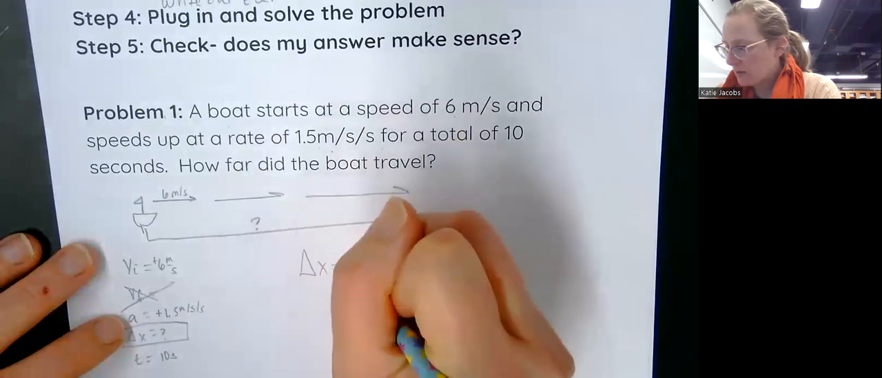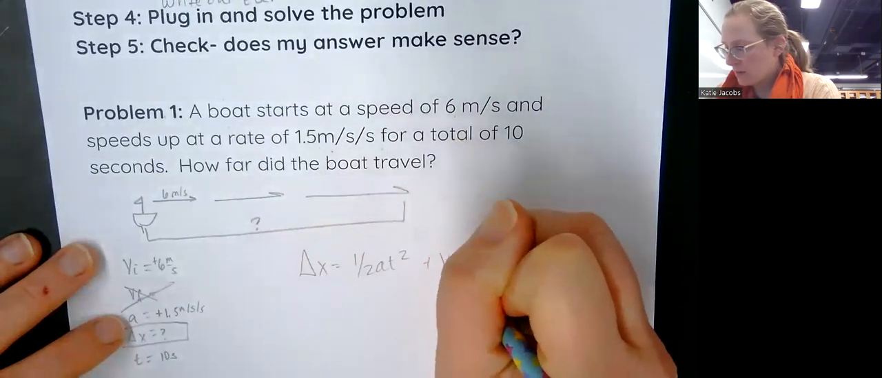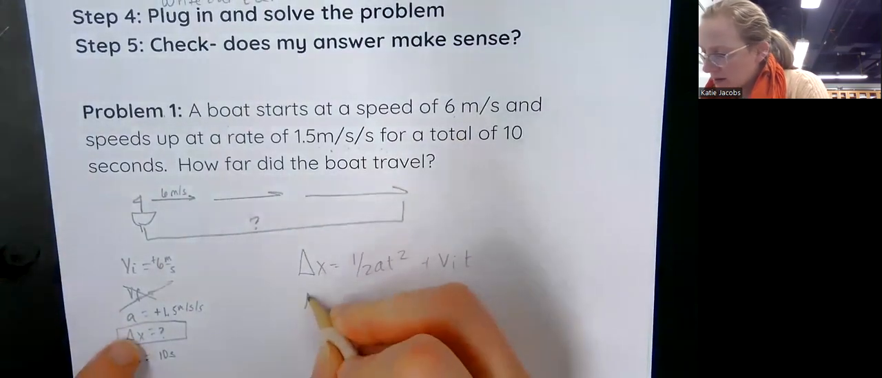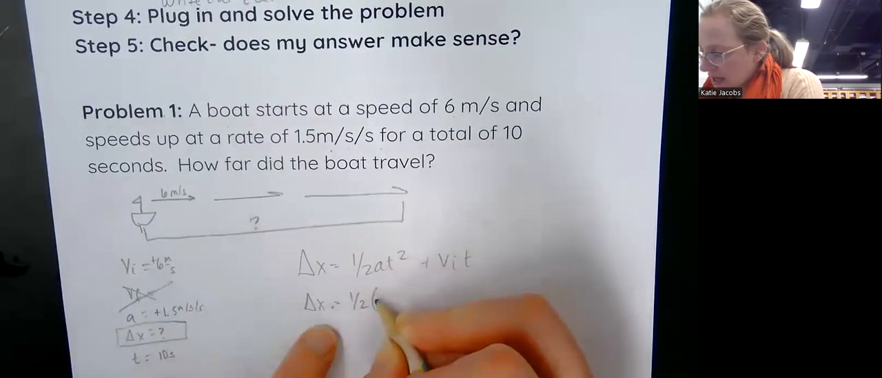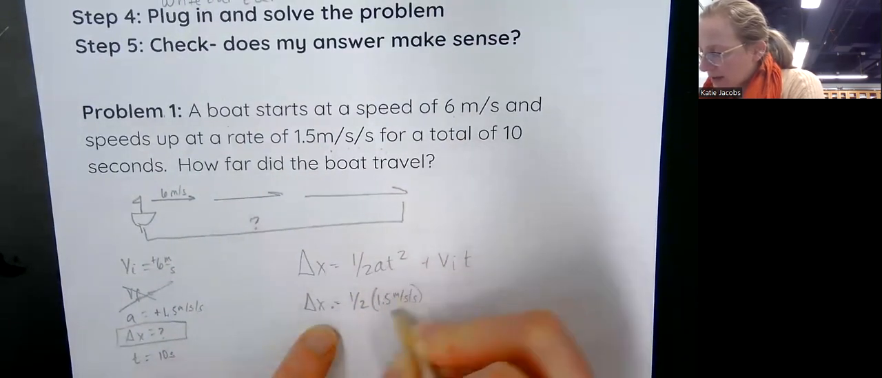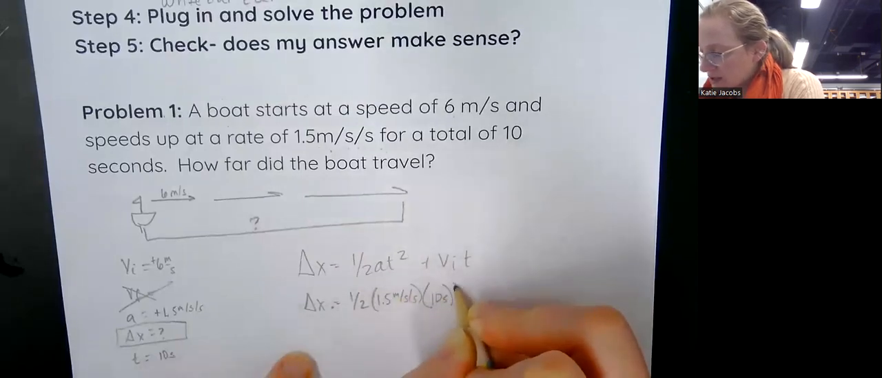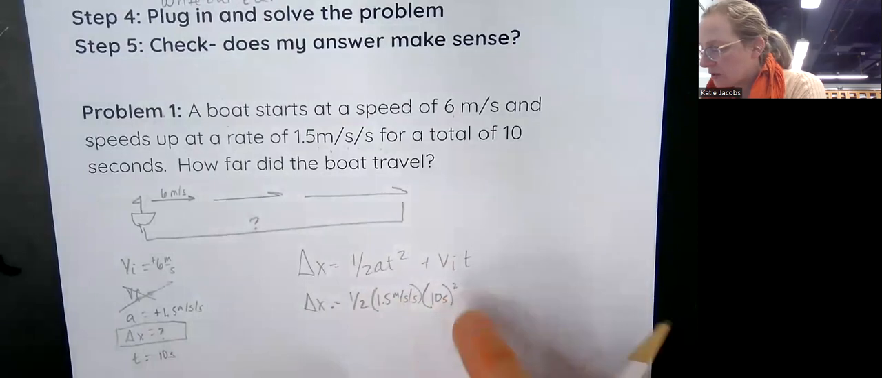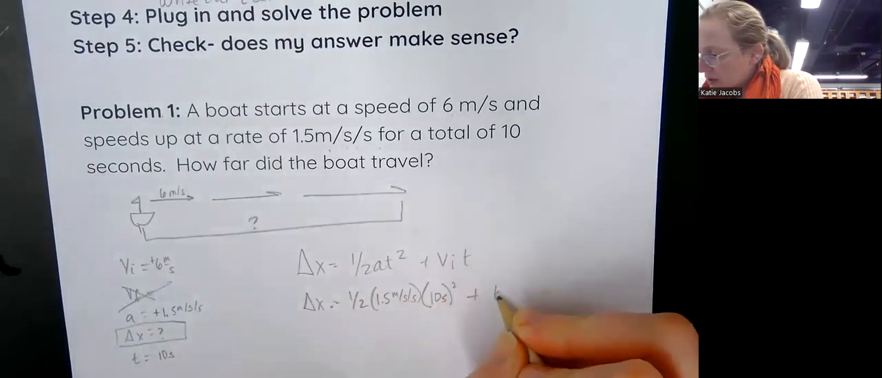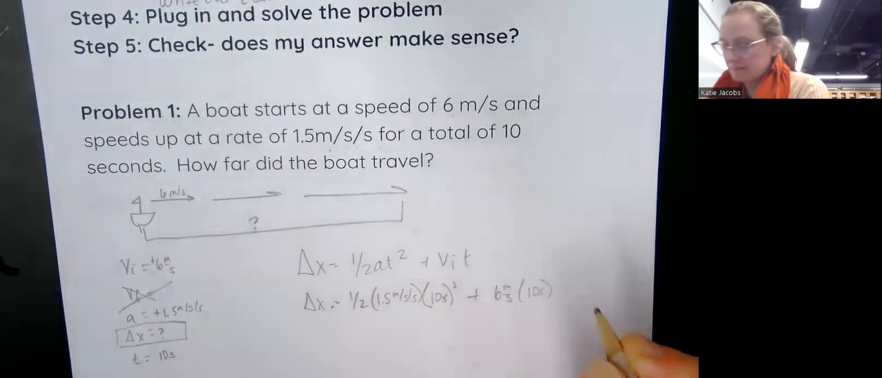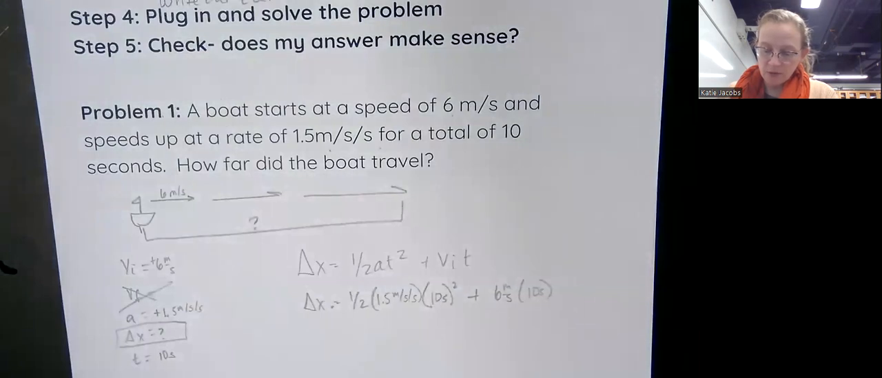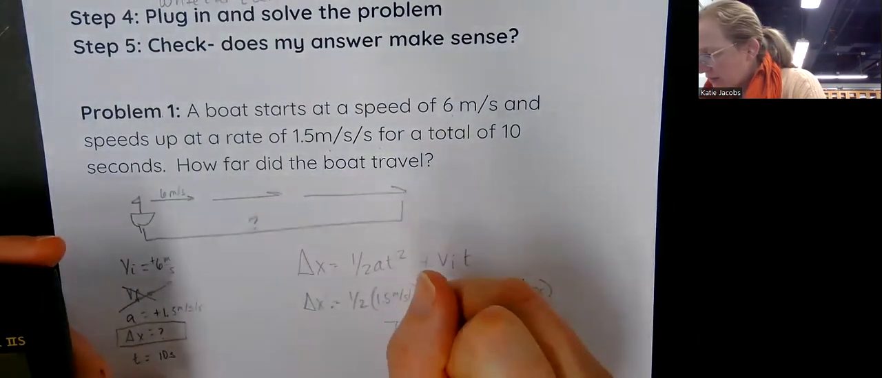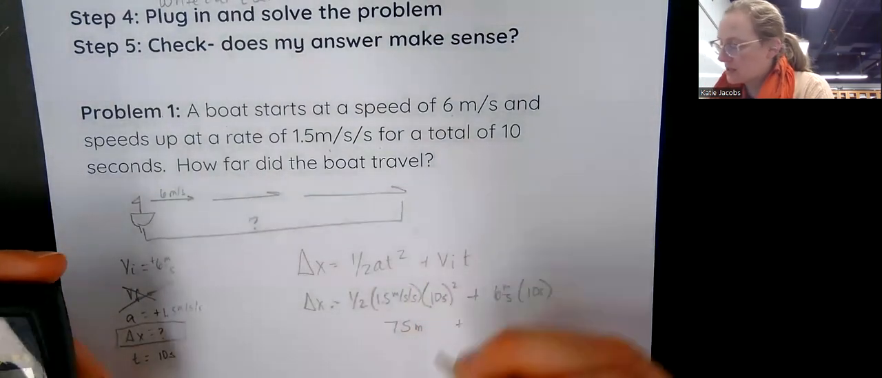I'm going to write it out. I'm going to plug in what I was given. I don't know my displacement. That's still delta x. I know my acceleration. I know my time. I can't forget to square that. 10 squared is 100. Plus initial velocity times time. This is where I pull out my calculator. 0.5 times 1.5 times 10 squared is 75. It's going to be in meters, plus 60 meters.